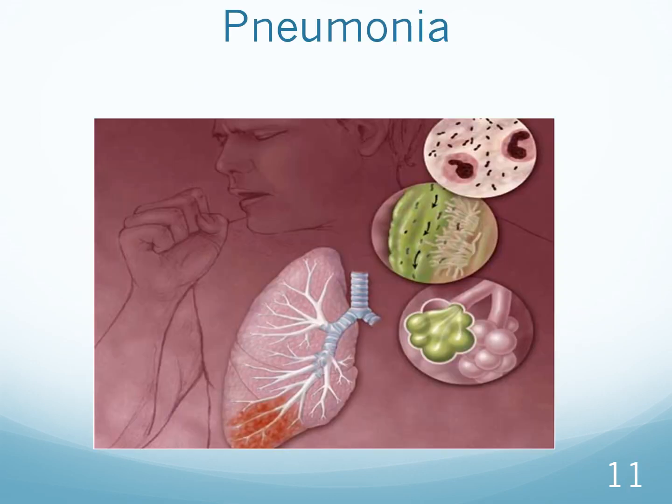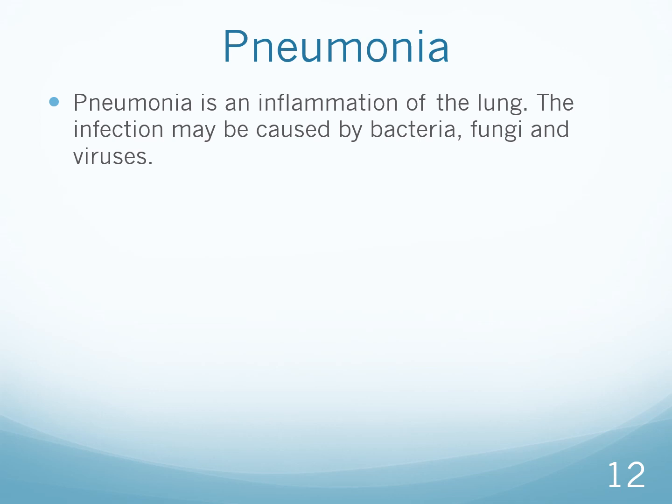Pneumonia. This is where the gas exchange is necessarily impeded because the alveolar capsules are kind of embedded in fluid. Pneumonia is an inflammation of the lung. The infection may be caused by bacteria, fungi, and viruses.